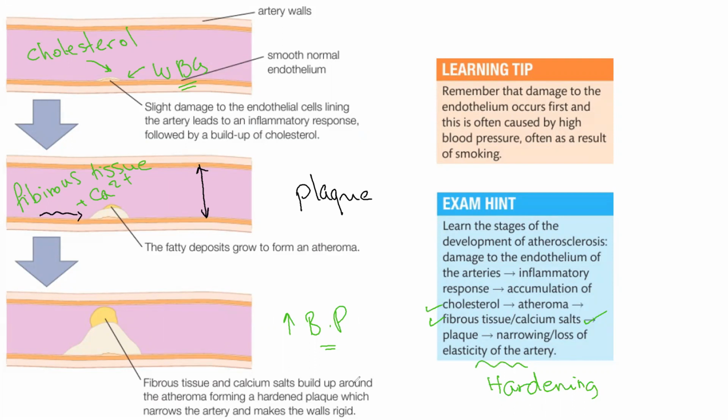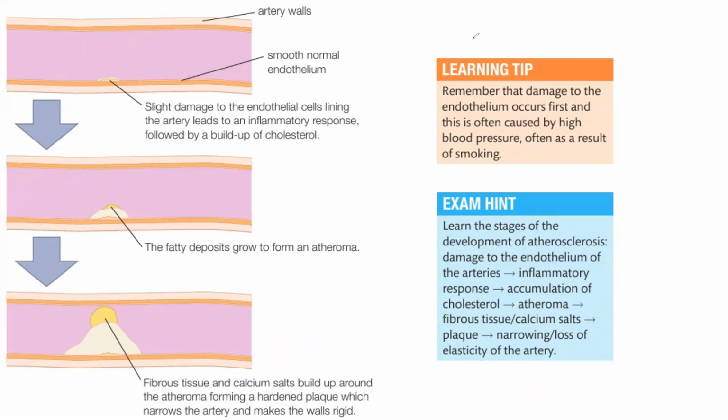No, not fibrous tissue. Let me remind you of something. Bones, why are they hard? Yes, it's calcium. Thank you. It's calcium, of course, because of the deposition of calcium. So this will lead to hardening. And at the beginning, I said that atherosclerosis means hardening of the wall of the artery.